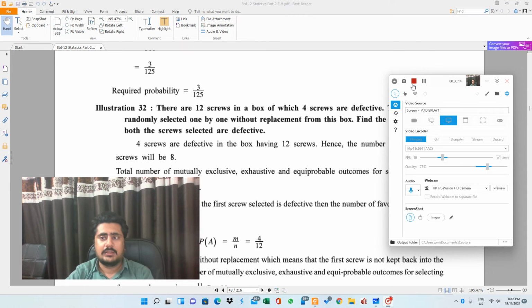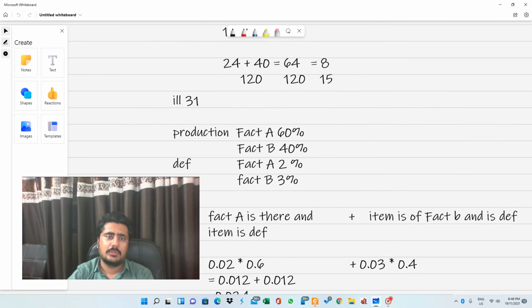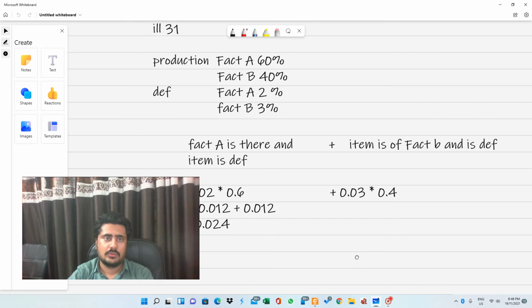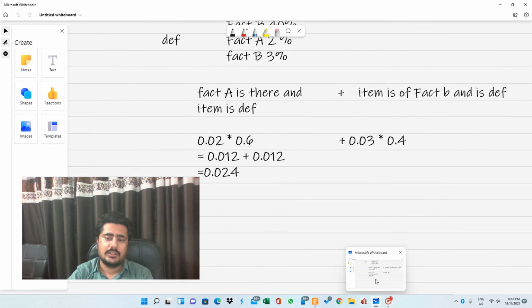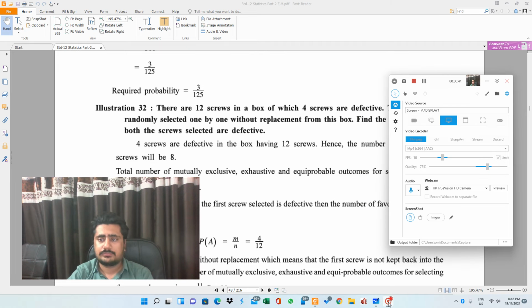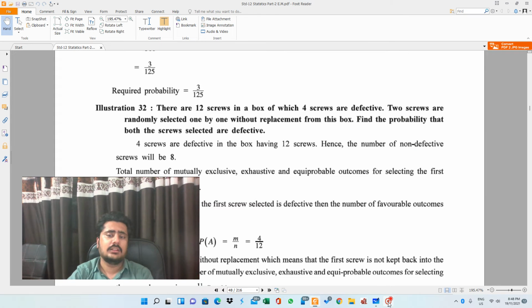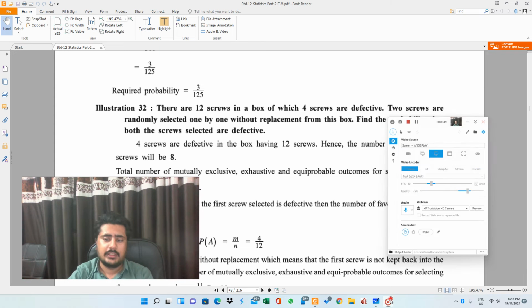This is my 30th lecture for this chapter, chapter number 1, Probability, part 2. In the last lecture, we completed up to illustration number 31. Last lecture was my 29th lecture, this is my 30th lecture, continuing from the previous one. Today I'll be doing the 32nd illustration. Let me read the question first.